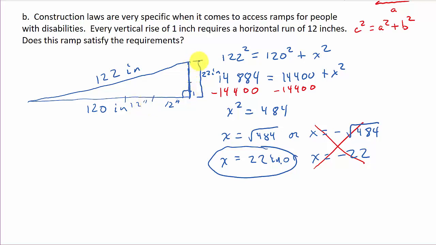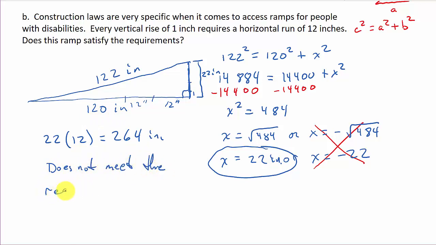Well, how many 1 inch intervals am I going to have? Well, 22, right? And for each one, I've got to come out 12 inches. So what does that horizontal distance need to be? Well, there's 22 of these 1 inch intervals, so it's 22 times, and for each 1 inch I've got to go 12, so 22 times 12, which is 264 inches. So that's what the horizontal length should be, but what is it? It's actually just 120, so this does not meet the requirements.